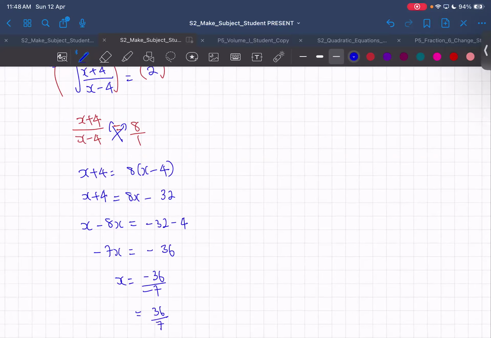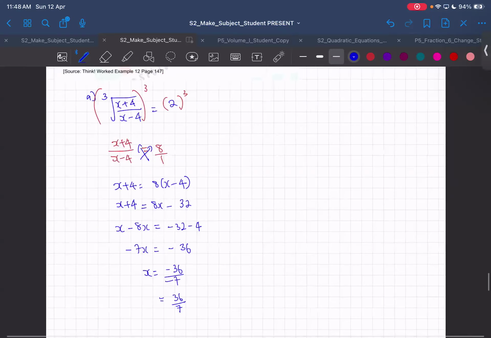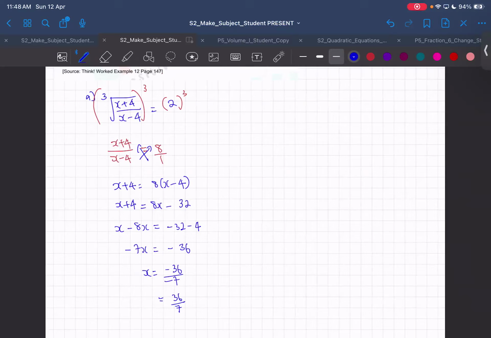36 over 7. Okay? Chinmay, you managed to solve it? When I cross multiply, it was same answer as before. Yeah, because when you bring over like this, you get back the same original. Expand first.